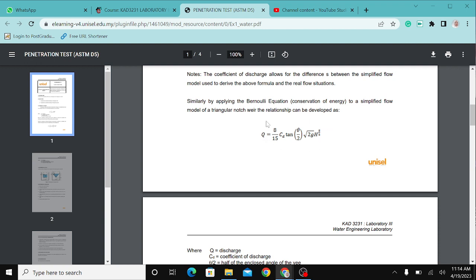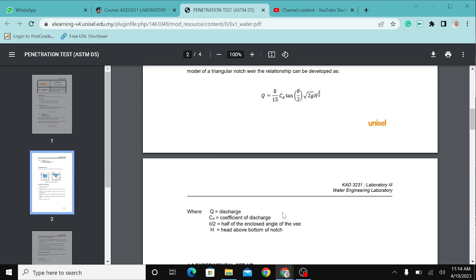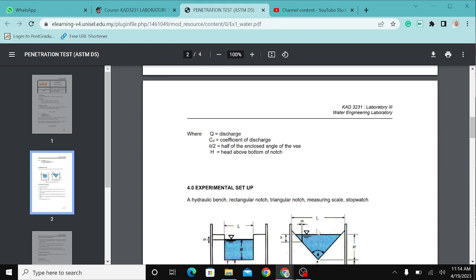Then we have another similar equation that can be simplified from the first equation, which is here. There is some trigonometric function in the second equation. We have Q for discharge, CD coefficient of discharge, theta over 2 is half of the enclosed angle of the V, and H is the head above the bottom of the notch.